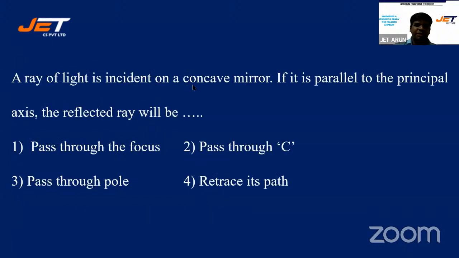Here's the next one. A ray of light incident on a concave mirror, if it is parallel to the principal axis, the reflected ray will pass through the focus, pass through C, pass through pole, or retrace its path.